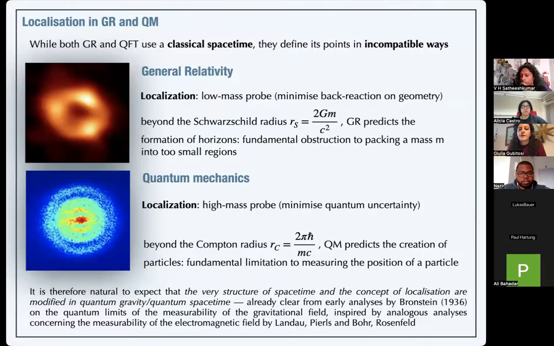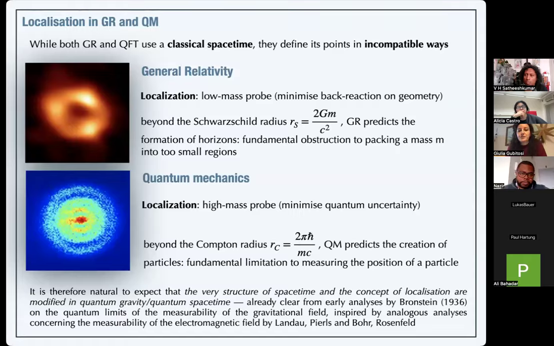On the other hand, in quantum mechanics, you can have a rough limit in localization by looking at the Compton radius. To test the position of a probe, you have to send a signal, say light, of higher and higher energy, so shorter and shorter wavelength, to have a better precision in your measurement. However, if you send a photon with too much energy, then you will start having particle creation. So you will not be sure any longer about what particle's position you are measuring. And this is given by the Compton radius.